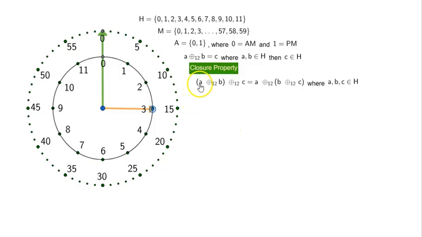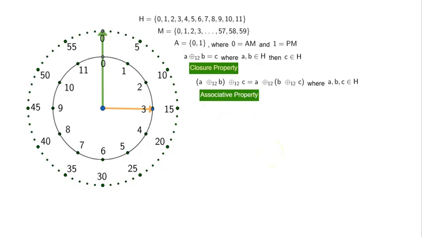Now let's look at this. What do we have here? A addition modulo 12 B and then addition modulo 12 C, which equals A addition modulo 12 of the sum of B and C, where A, B, C all belong to H. So the point is, you add these three numbers in any order, you will get the same result. This, I'm sure you know, is called the associative property.